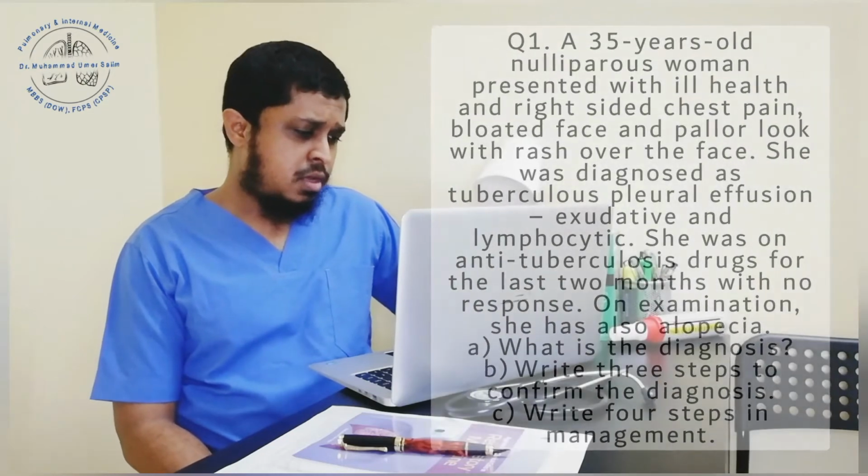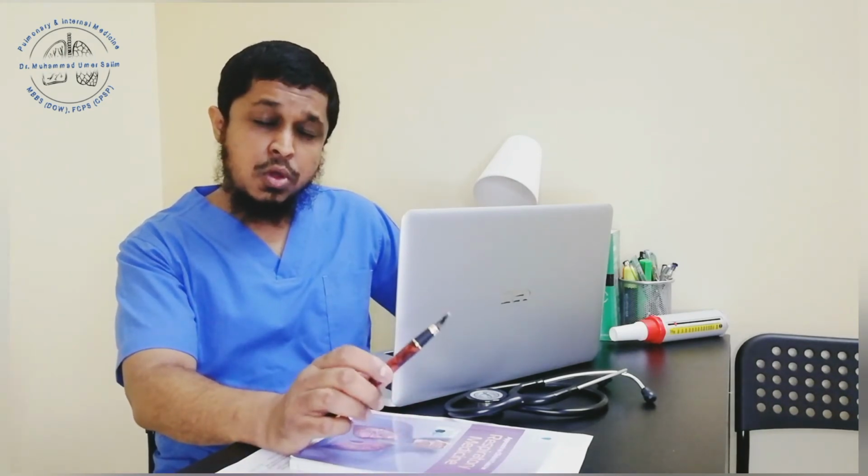So, as you can see, this is a young female, and a young female with bloated face, pallor look and rash all over the face is giving a clue towards an autoimmune disorder. Also, the pleural effusion is exudative and lymphocytic, which is very common in autoimmune disorders. Because the patient has not responded to anti-TB drugs, we will think of other diagnoses, that the patient has something else which is not responding to the treatment of anti-TB drugs.